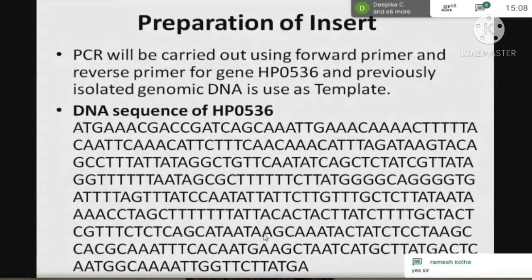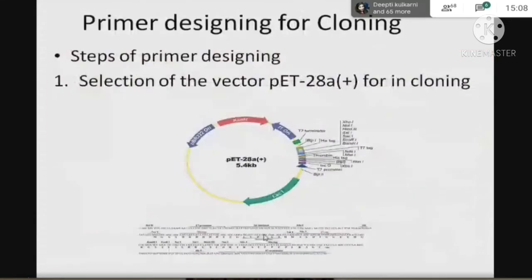So suppose this is the gene. The steps of primer designing: first, selection of vector for cloning. How do we select the vector? Based on our purpose, we select a vector: if cloning expression is required, a pET vector or a pGEX vector. In this way, we select depending upon availability and the problem. If we wish a smaller tag, then the pET vector is good. A frequently used expression vector is the pET vector.